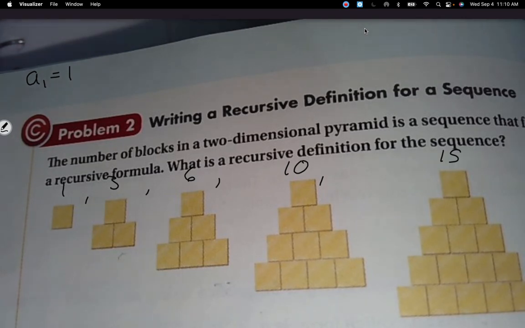Now the hard part. You have to make a formula for it. Remember I told you, it always starts off with our previous term. Let me try and write that a little bit better. A sub n minus 1. We take our previous term and we do something to that previous term. Now we have to figure out what it is.